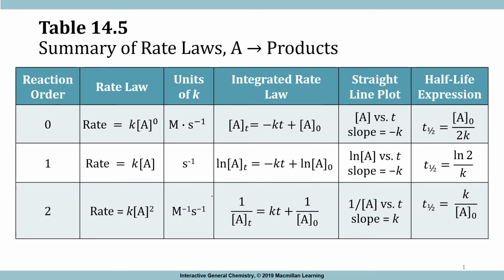So in the zero order, if it is going to be a zero order reaction and you plot concentration versus time, you're going to have a linear plot. That's how you know it's going to be zero order. So the slope's going to be the negative k. And then for first order, if you plot natural log of A versus time, it'll give you a linear plot, and the slope is going to be negative k. So they're both going to be negative. For a second order reaction, if you plot 1 divided by A versus time, you're going to have a linear slope, and it's going to be a positive slope. And then here are the half-life expressions.